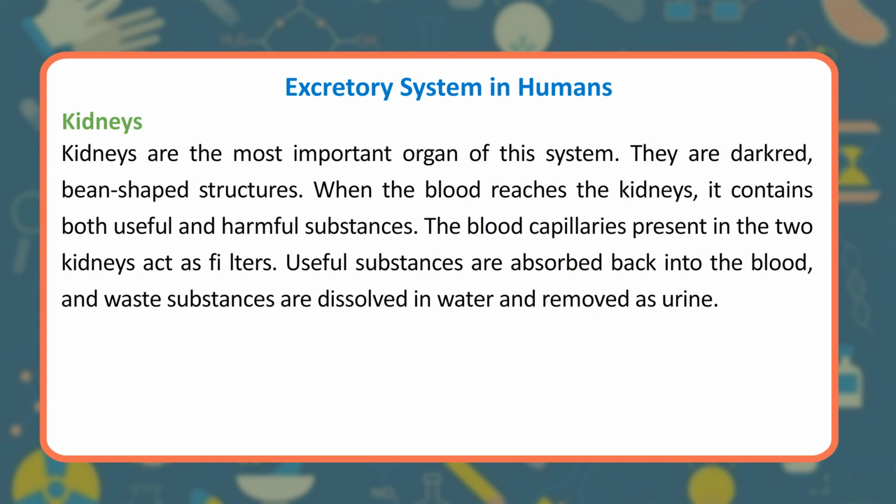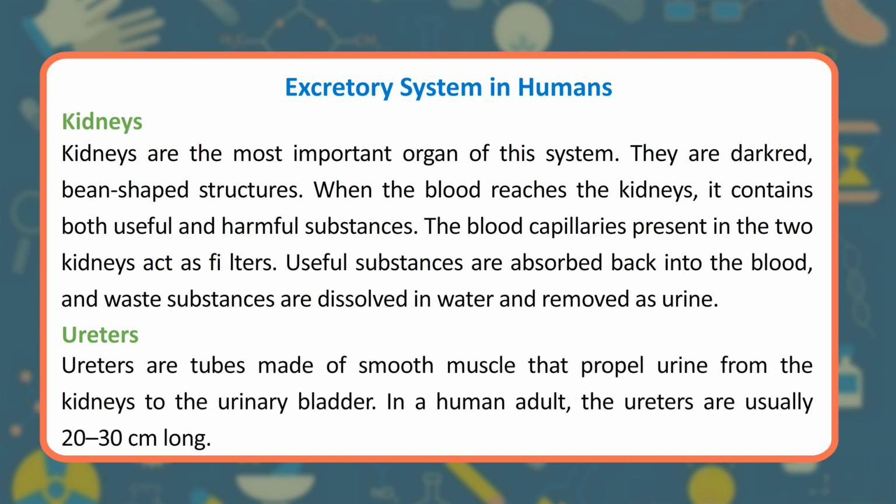Kidneys. Kidneys are the most important organ of this system. They are dark red, bean-shaped structures. When the blood reaches the kidneys, it contains both useful and harmful substances. The blood capillaries present in the two kidneys act as filters. Useful substances are absorbed back into the blood, and waste substances are dissolved in water and removed as urine.